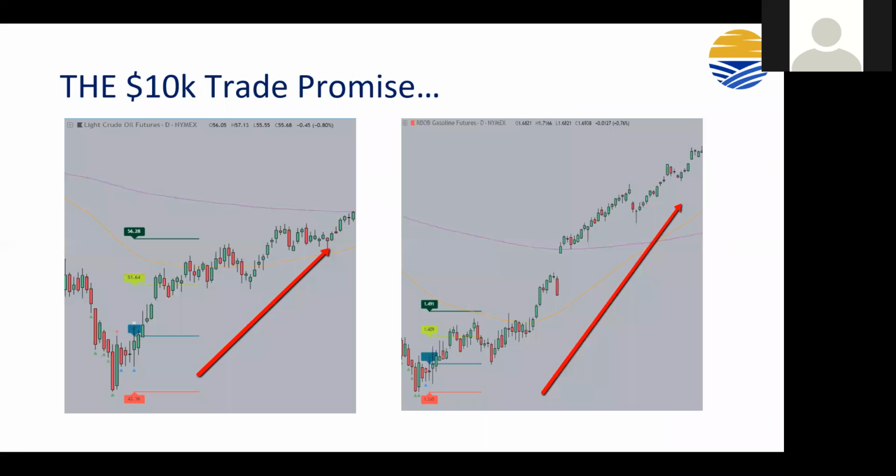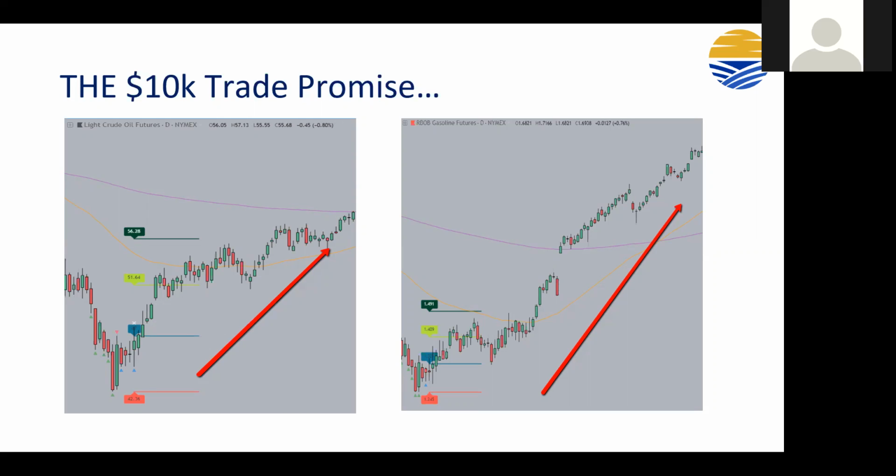Speaking of promises, I'm not going to promise you anything today, cannot promise you anything in trading or in life, but these were trade setups that we talked about in multiple free presentations such as this one. Over here on the left is crude futures. Over here on the right is RBOB unleaded futures. We actually had a third market, nat gas, where we talked about a $10,000 trade opportunity.